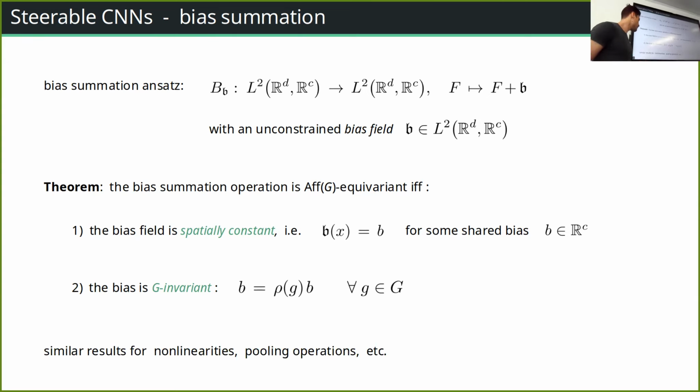And yeah, we have similar results for equivariant nonlinearities or pooling operations. So each of the operations you use in your steerable CNN has to be somehow spatially shared and G-steerable in a certain sense.